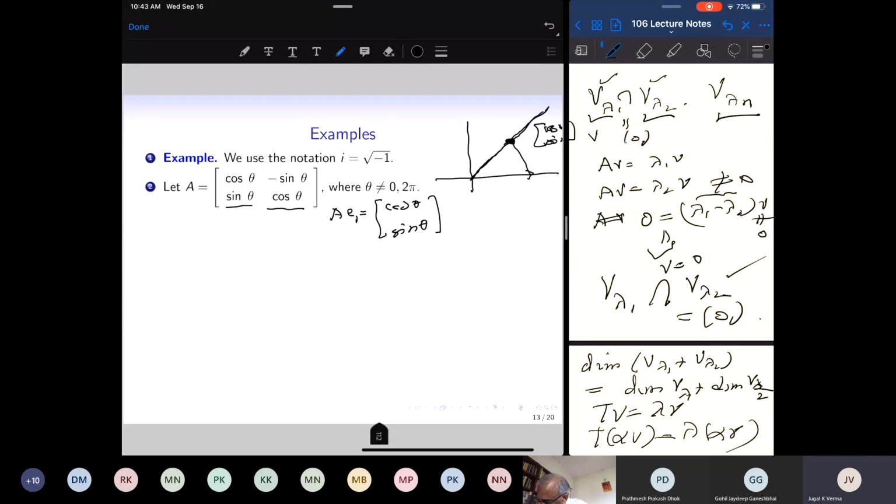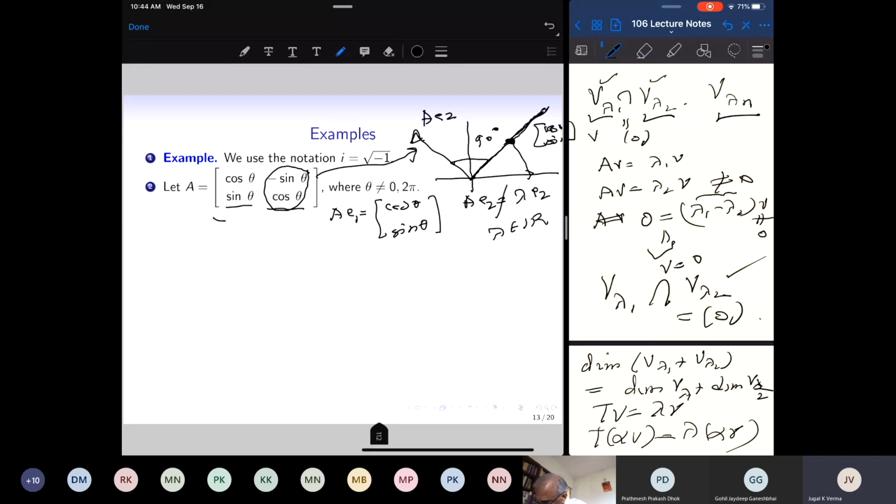e1 maps to Ae1. So e1 is not an eigenvector because e1 is not being mapped in the direction of e1. What is Ae2? Ae2 is the second column vector of the matrix, and that is the perpendicular vector. This is 90 degrees. This is Ae2. So Ae2 is also not equal to some lambda times e2, where lambda is a real number.